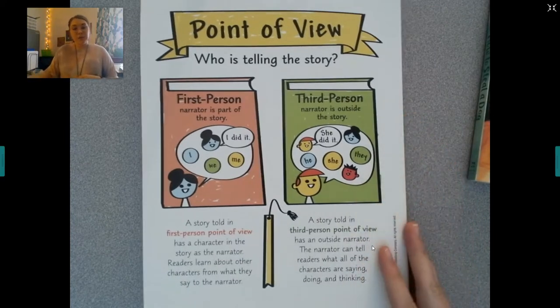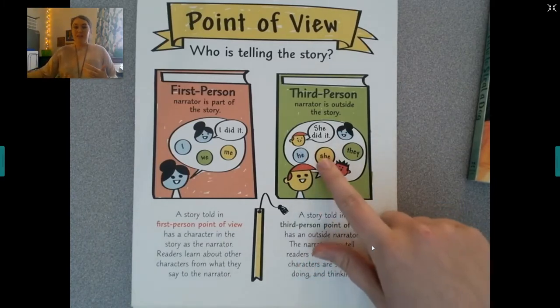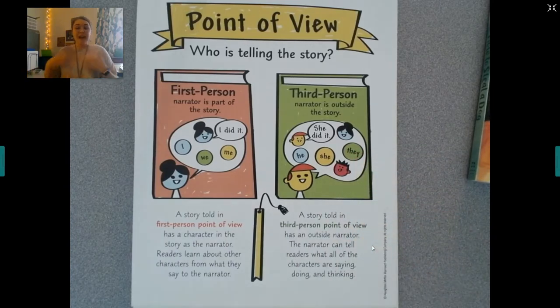Now, they can also be from a third person point of view, and that is when the narrator is outside of the story. So you can see words like he, she, or they. When we have an outside narrator, the narrator can tell readers what all of the characters are saying, what all the characters are thinking, and what all of the characters are doing. So you don't see words like I, we, and me. You see he, she, and they because the narrator is outside of the story and he's telling what is going on.